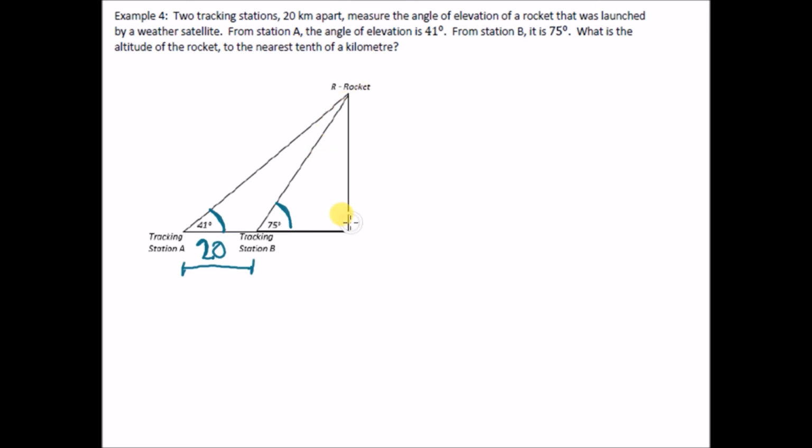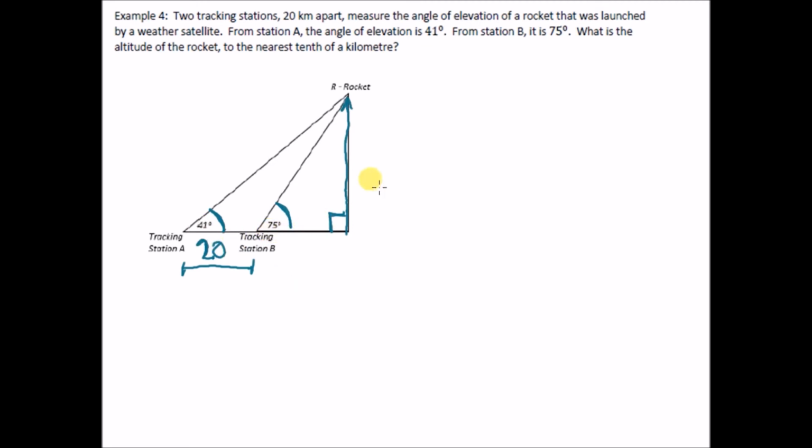Okay, so the rocket, it asks for altitude. So we know altitude meets at 90 degrees. Okay, so let's use sine law to solve for this.